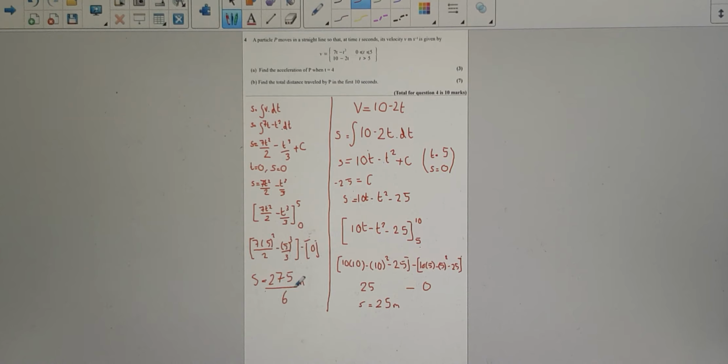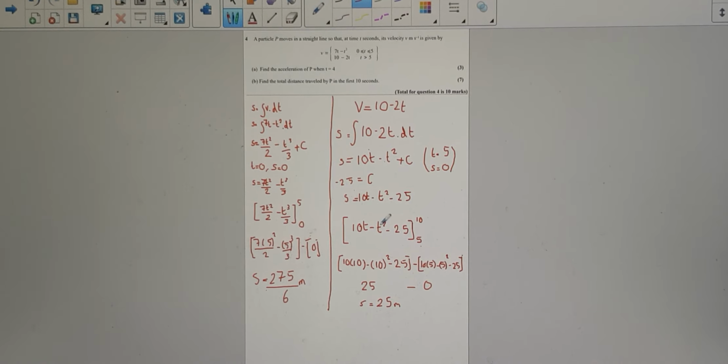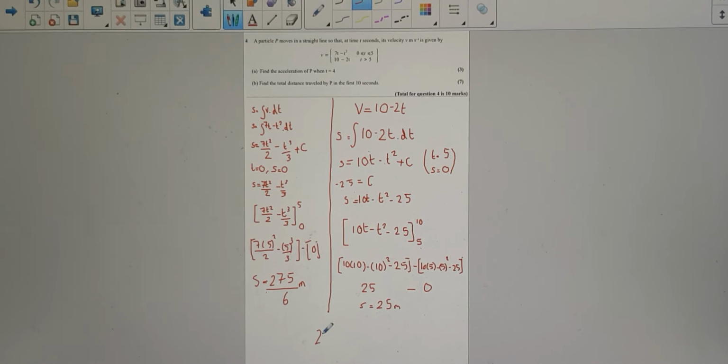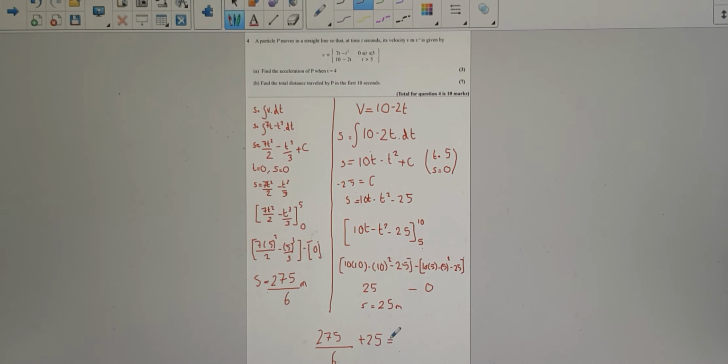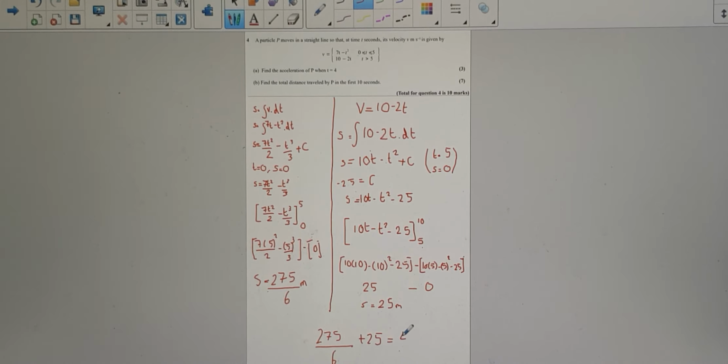So add those two values. This is the distance covered in the first bit, this is the distance covered in the second bit: 275 over 6 add 25. It's going to give me a total distance covered of 425 over 6.